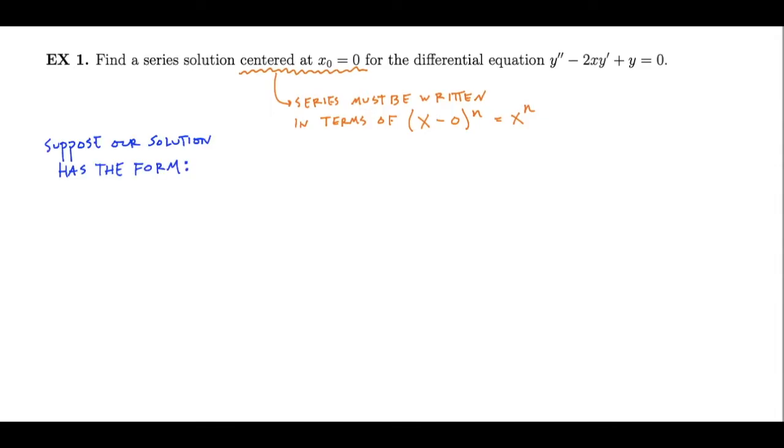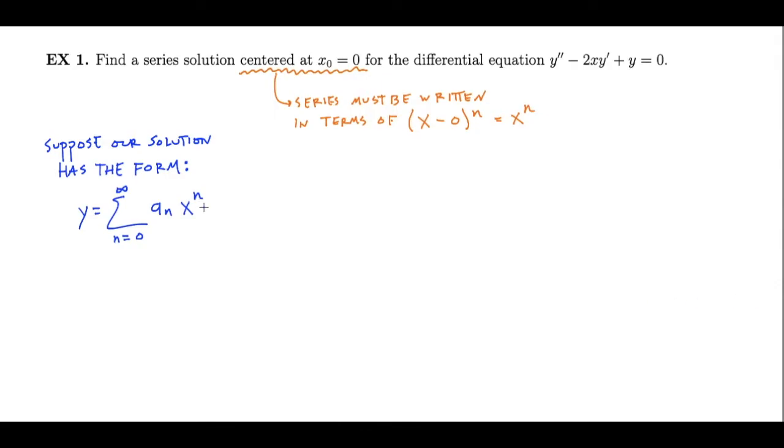A key detail in the statement of the problem is that the series solution that we're after should be centered at x0 equals 0. This implies that the series that I'm about to suppose for my solution must have the structure that it's written in terms of x minus 0 to the nth power, because this 0 here is the center of my series. Of course, it's unnecessary to write x minus 0, so I'll simply write my series in terms of x to the n.